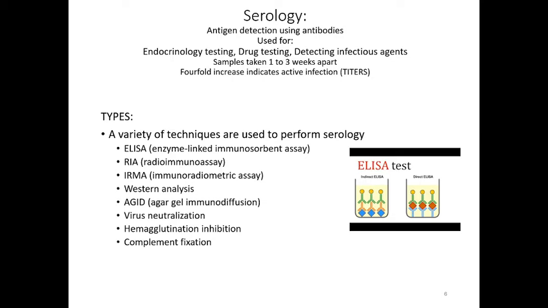When we're doing these tests, we can do it as an ELISA test, as a radioimmunoassay test, as an immunoradiometric assay, Western analysis, an agar gel immunodiffusion, virus neutralization, hemagglutination inhibition, and complement fixation. So these are a lot of different techniques. A lot of these are sent away to a laboratory where they're trained to do these specific techniques to look for specific diseases or doing drug testing, endocrinology testing, etc. The one test, like I said, that you would do in-house in the clinic, they make it very easy for you to do, is the ELISA test, the enzyme-linked immunosorbent assay.